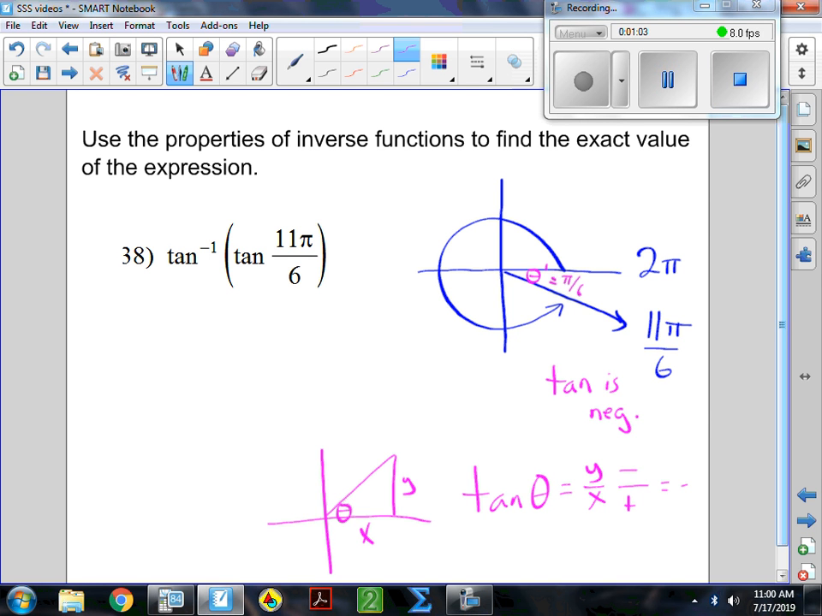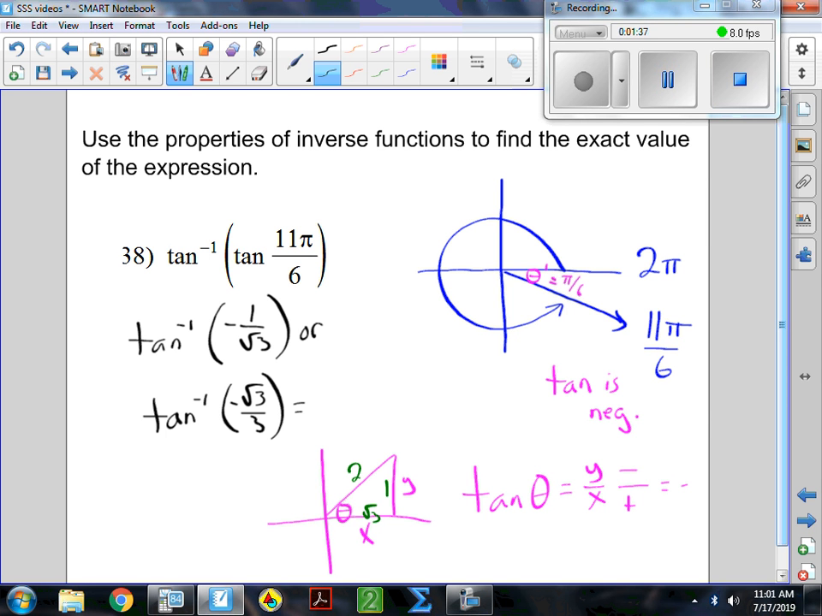So tangent pi over 6. Pi over 6 is a 30-degree angle. So we can use the values 1, square root of 3, and 2 for my pi over 6. So tangent of pi over 6 is going to be 1 over root 3, but negative. So I'm taking the inverse tangent of negative 1 over root 3, or the inverse tangent of negative root 3 over 3.